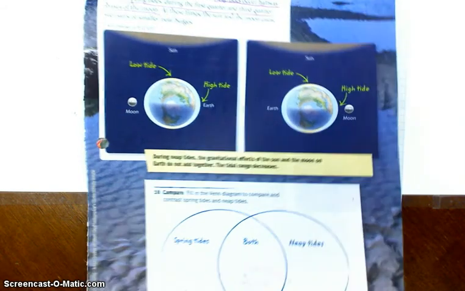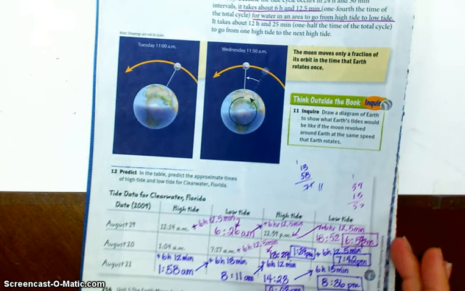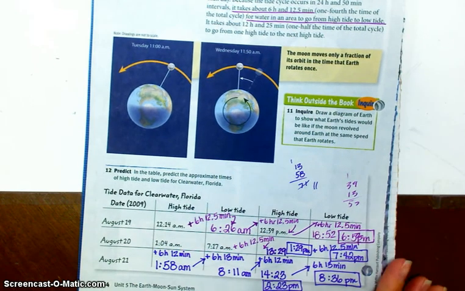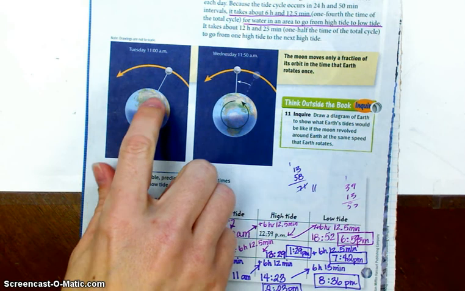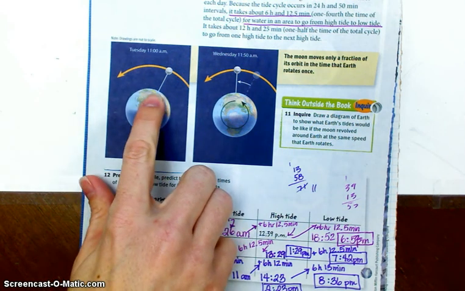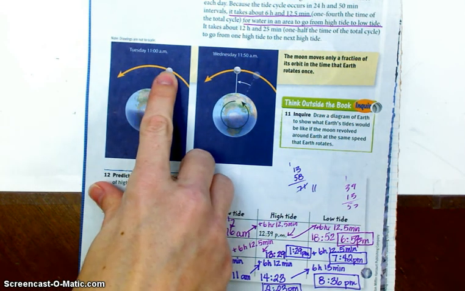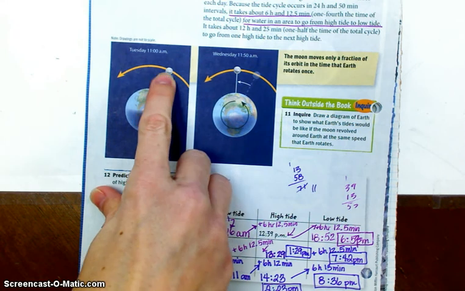Okay. Also, I wanted to point out that on a particular day, there is about 6 hours and 12 and a half minutes between a high tide and then the low tide that follows it, and about 6 hours and 12 and a half minutes between a low tide and then the high tide that follows it. Why? Because the Earth is rotating once every 24 hours, and remember, you have high tides when that area on the Earth lines up with the moon.